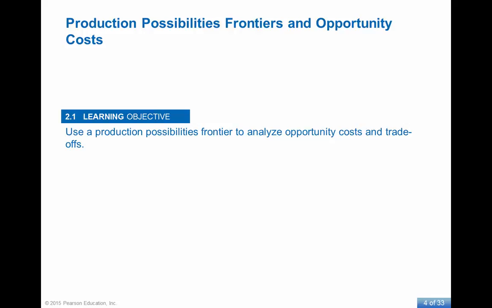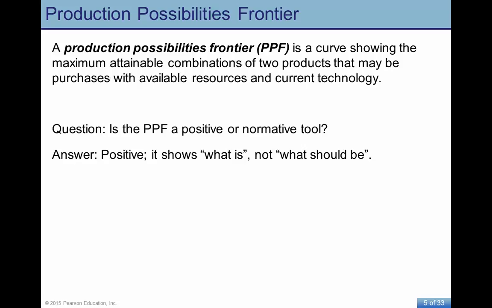Production possibility frontier and opportunity cost. Use a production possibilities frontier to analyze opportunity costs and trade-offs. A production possibilities frontier is a curve showing the maximum attainable combinations of two products that may be produced with available resources at current technology. Question: is the PPF a positive or a normative tool? Answer: positive. It shows what is, not what should be.